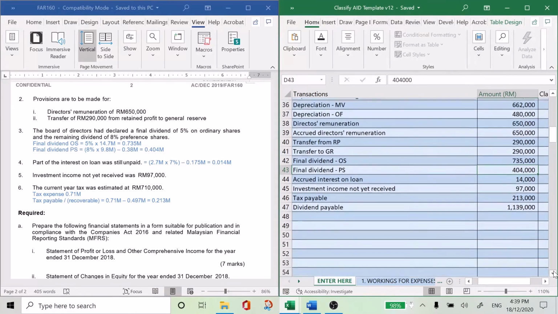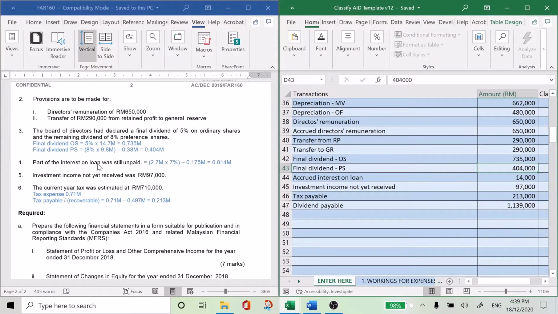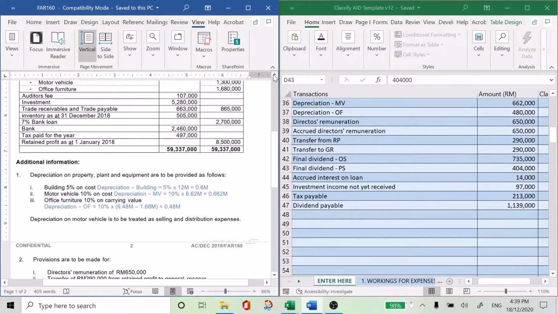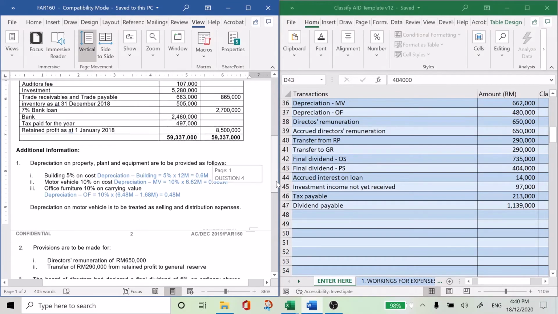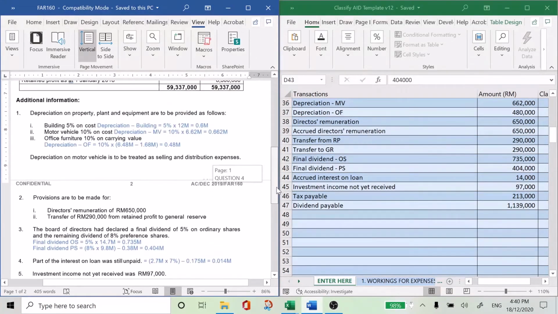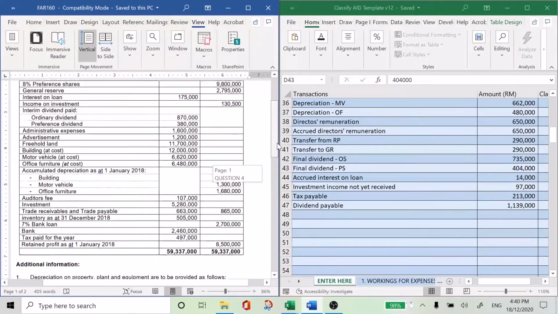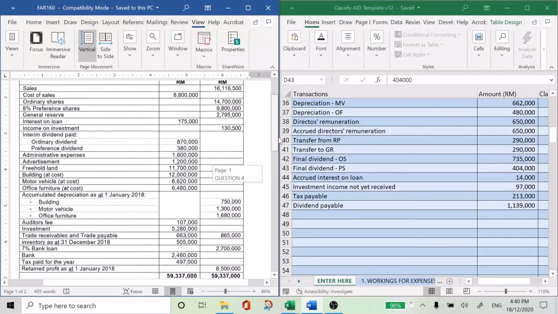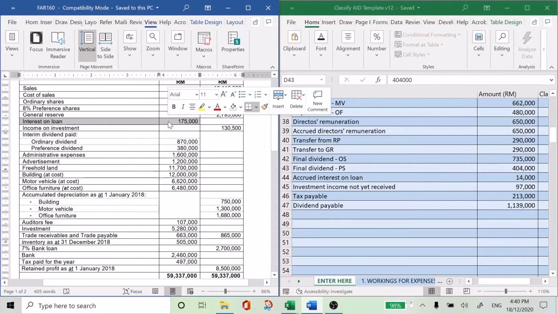And then part of the interest on loan was still unpaid. So what does it mean, part of interest on loan? Then we have to check. Look at interest on loan. The total interest on loan is 7% times the balance of bank loan, which is 2.7 million. That would be the total. So how much has been paid previously for interest on loan? You refer to the trial balance. Here, interest on loan previously paid is 175,000.